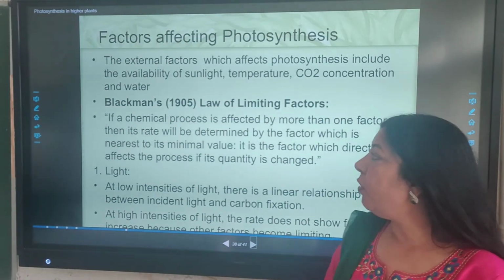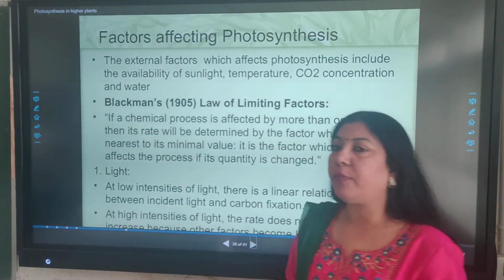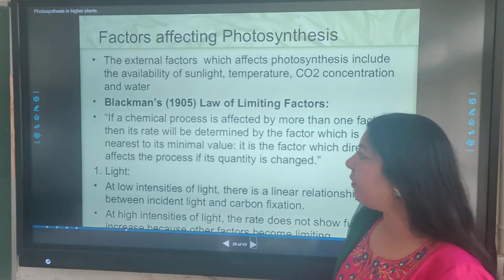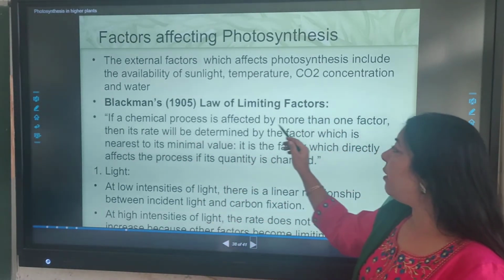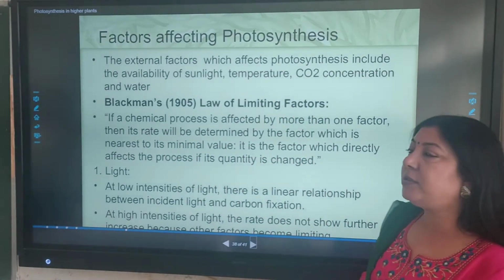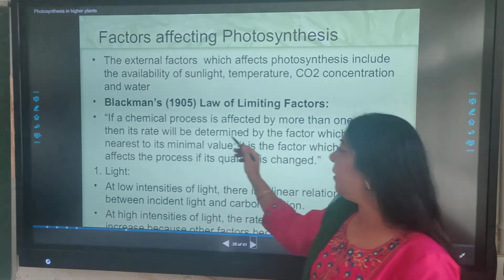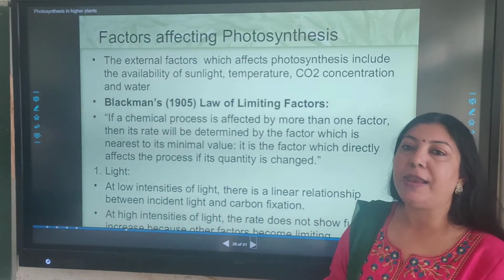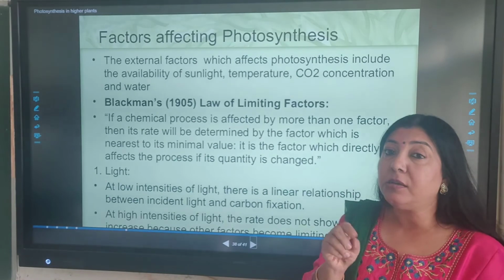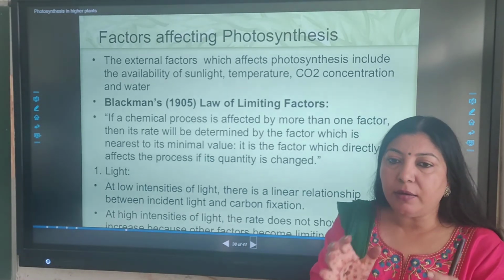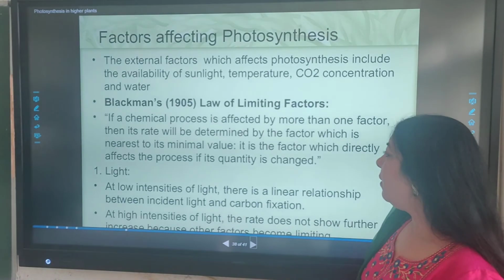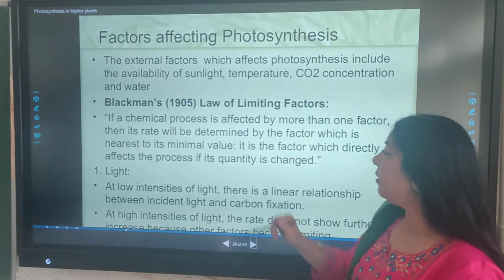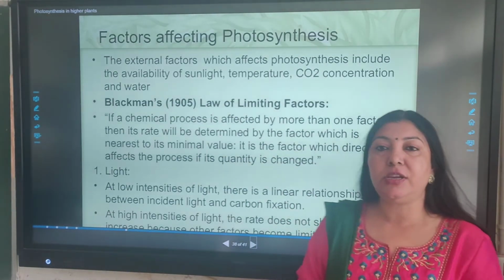and water. This whole phenomenon was explained by Blackman and it is called the law of limiting factors. According to this, if a chemical process is affected by more than one factor, then the rate will be determined by the factor which is nearest to its minimal value. It means the lowest available factor will control the rate of the photosynthetic reaction. So it is the factor which directly affects the process if its quantity is changed.